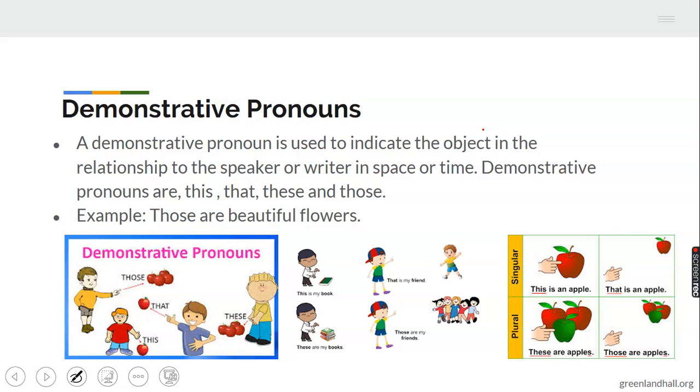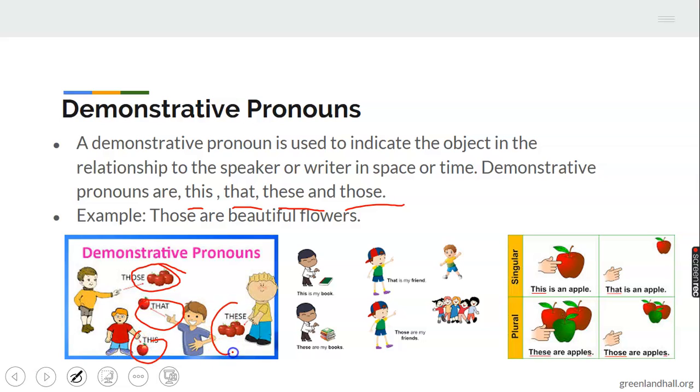All right. Demonstrative pronoun. A demonstrative pronoun is used to indicate an object in relationship to the speaker or writer in space or time. So demonstrative pronouns are this, that, these, those. For example, those are beautiful flowers. Use it to describe. We demonstrate. Look at this. Those apples, that apple, yes, particular.